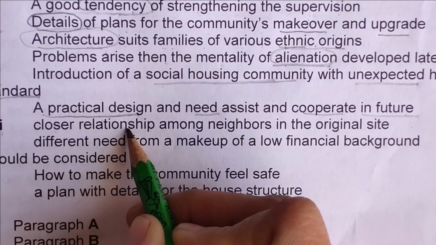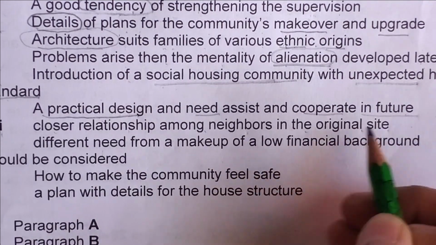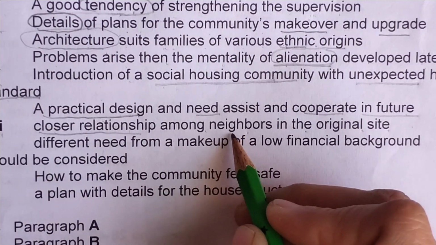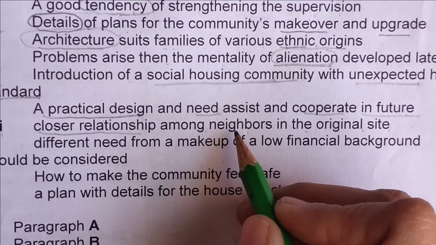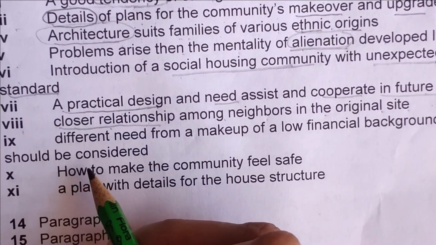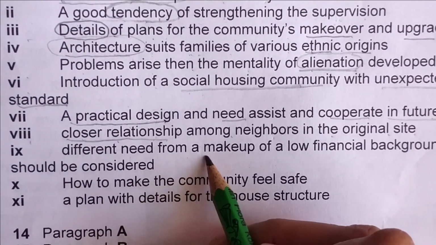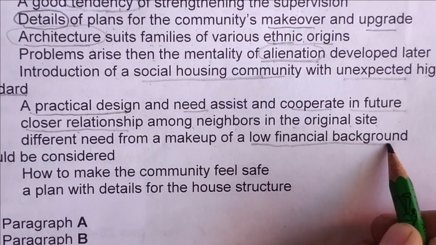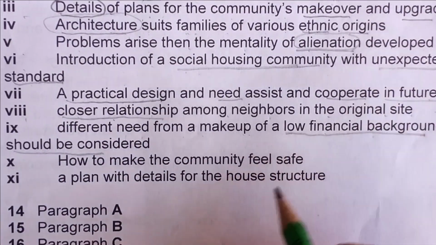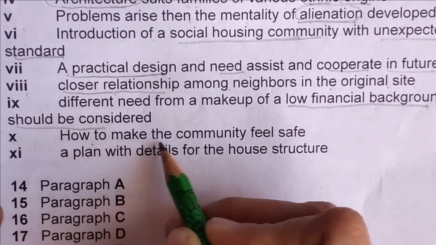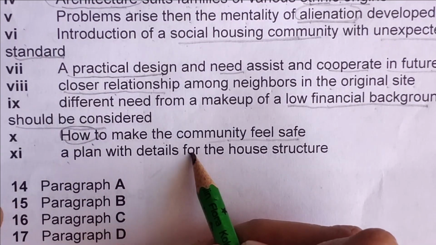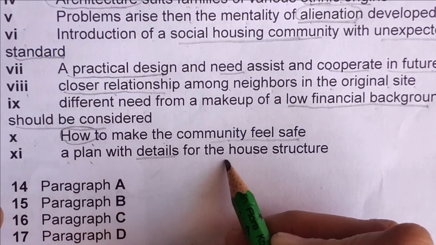Eighth number, closer relationship among neighbors in the original site. Closer relation means all neighbors are friendly, they have a friendly nature, they are meeting every day, this kind of thing they may be talking about. Ninth number, different needs from a makeup of a low financial background should be considered. Okay, different needs from a low financial budget background. Okay, tenth number, how to make the community feel safe. Okay, a plan with details for the house structure.